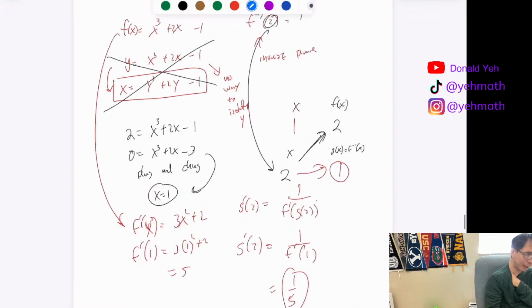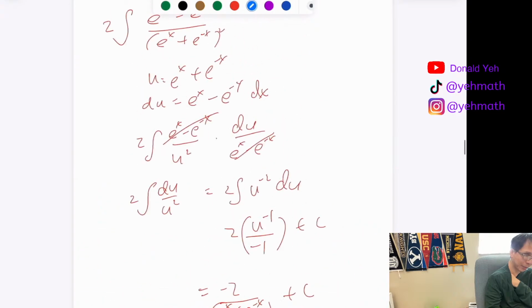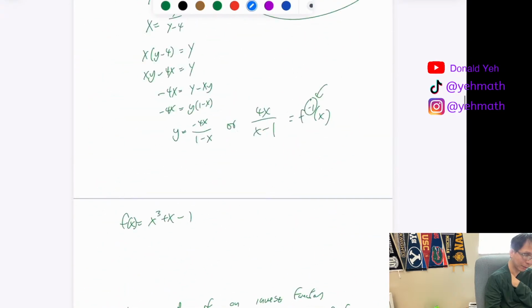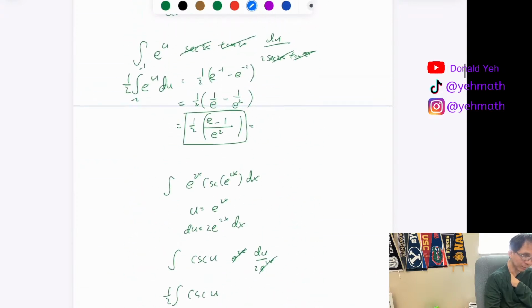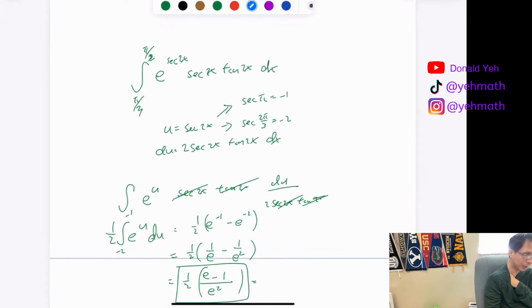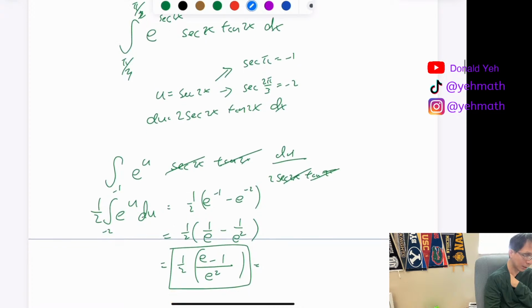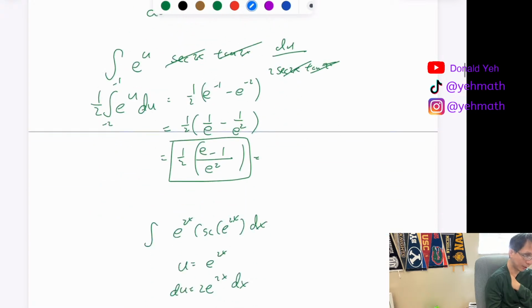108, I did something last period, so I'm not going to do it again. I'll show you what my solution is though. I think for this one I got 1/2 e minus 1 over e squared. That's a definite integral. I will set u equal to secant of x, secant of 2x.